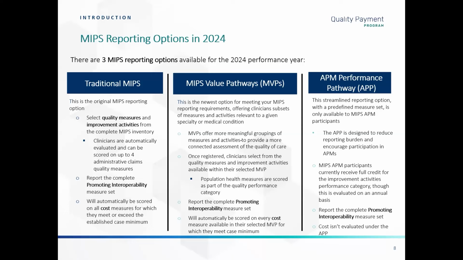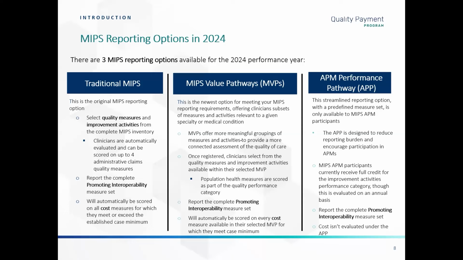Now I'm going to discuss MIPS Value Pathways, again, also known as MVPs. So MVPs are the newest reporting option that's available, and this allows you to also meet the MIPS reporting requirements. With the MVPs, it offers a more meaningful grouping of measures and activities to provide a more connected assessment of the quality of care. So once you register for an MVP, you're able to select the quality measures and improvement activities available within your MVP. And within your MVP, you're required to report and complete promoting interoperability measure sets. And similar to traditional MIPS, you will automatically be calculated on cost measures within the MVP.